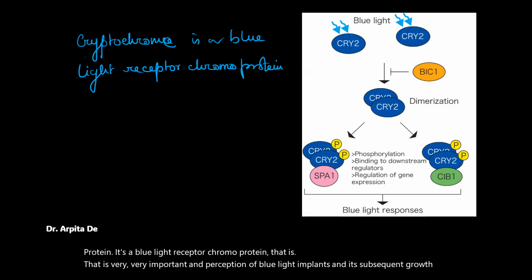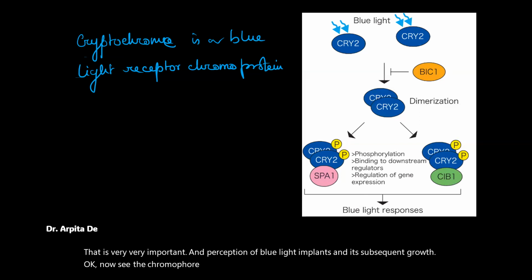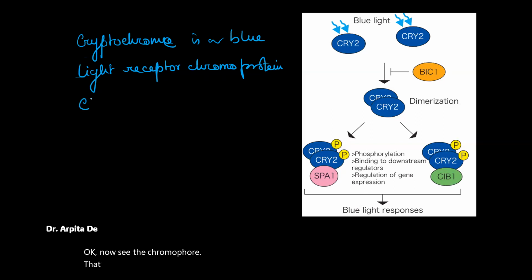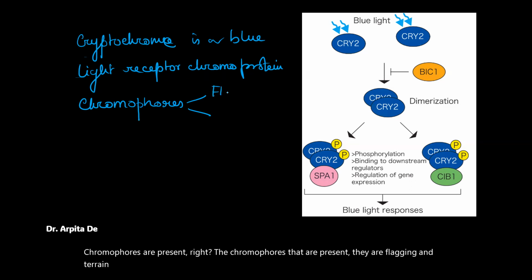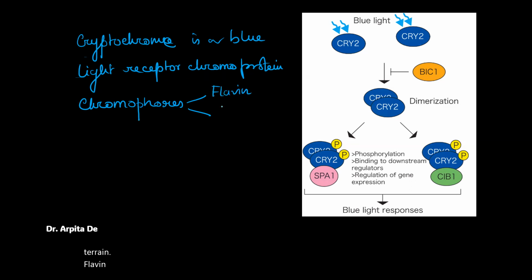Now see the chromophores that are present. The chromophores that are present are flavin and pterin. Here, flavin and pterin. All right.